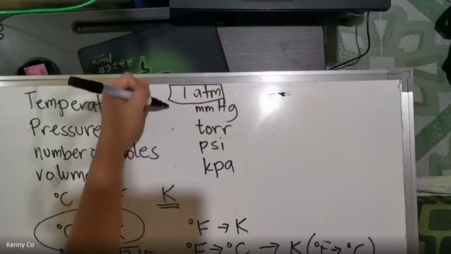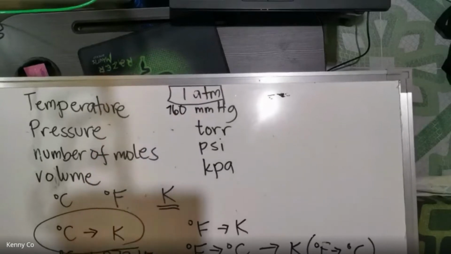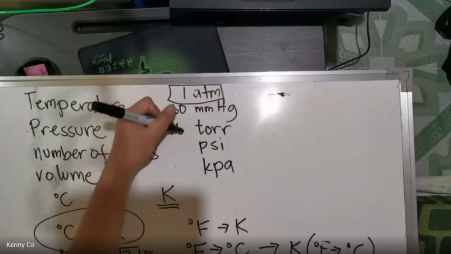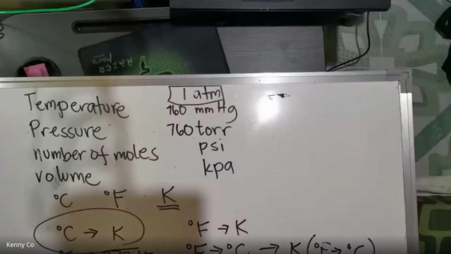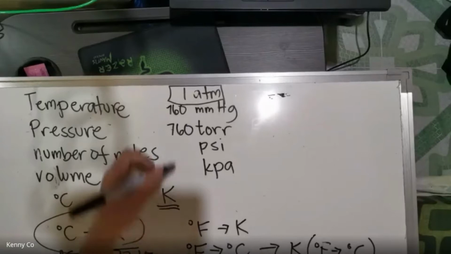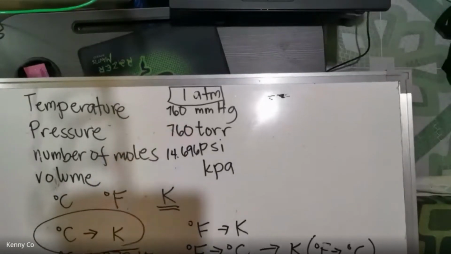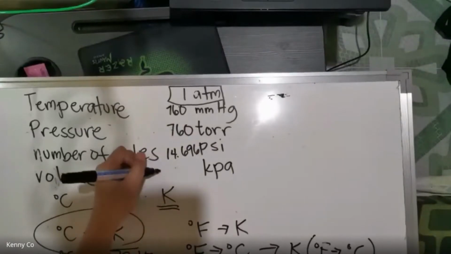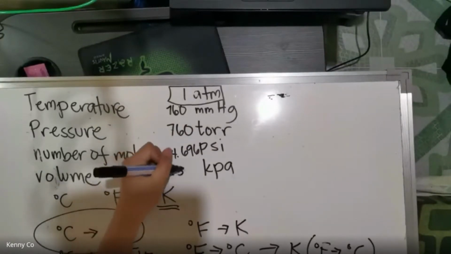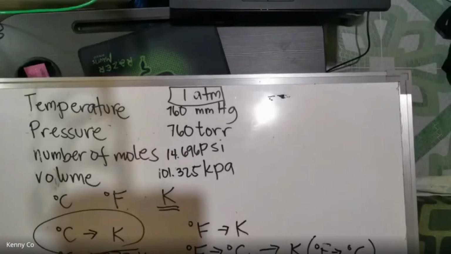It is equal to 760 millimeter mercury. Also, the same with torr, 760 ang isang atm. For PSI, or pounds per square inch, 1 atm is equal to 14.696 pounds per square inch. For kilopascal, it is 101.325. So ito yung conversion ng 1 atmospheric pressure.